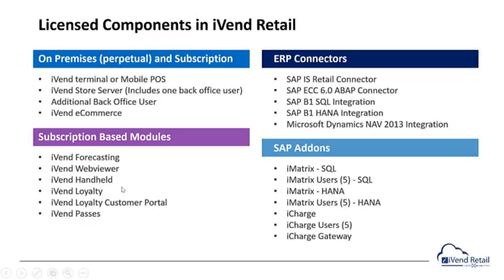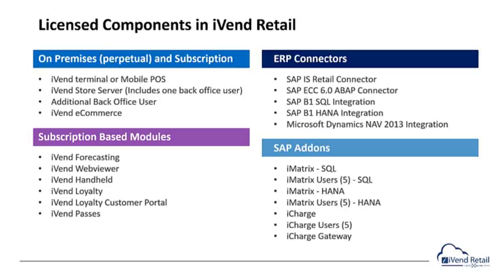iVend Loyalty is again subscription-based, priced per loyalty account per year. Exactly similar is iVend Loyalty Customer Portal, which allows the consumers of a particular retailer to go online to a portal, which could be a retailer's portal, where they can see their transaction history. They could see a graphical representation of how they've earned their points and how they've redeemed their points. They could see the transaction history and the receipts, etc. And then, of course, we have iVend Passes, which is a cloud-based application allowing retailers to dish out digital passes, such as gift card coupons and loyalty cards, digitally through emails on Android as well as iOS iPhones.